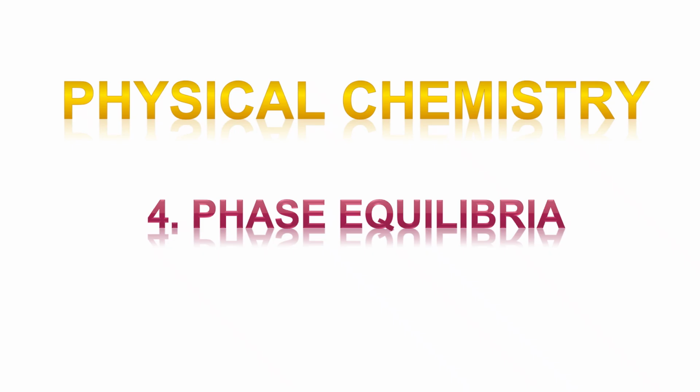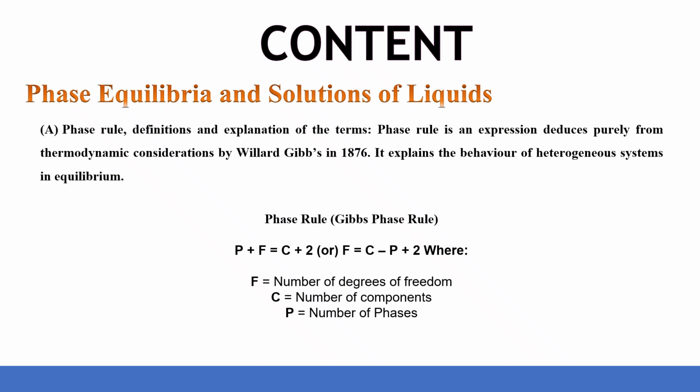In this session, we'll discuss mainly the phase diagram of the water system. In order to understand the phase diagram of the water system, let us understand what is phase and what is the phase rule. The phase rule is, by definition, an expression deduced purely from thermodynamic consideration by Willard Gibbs in 1876. It explains the behavior of heterogeneous systems in equilibrium.